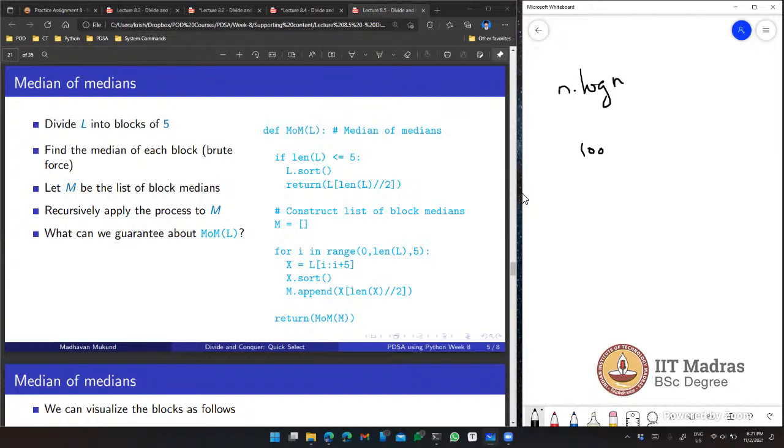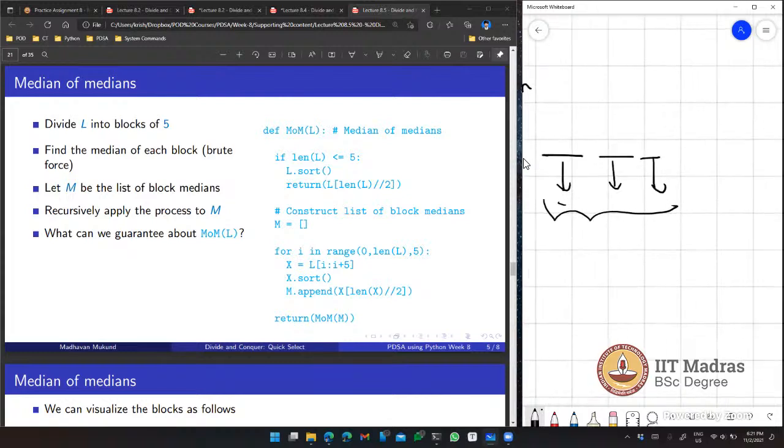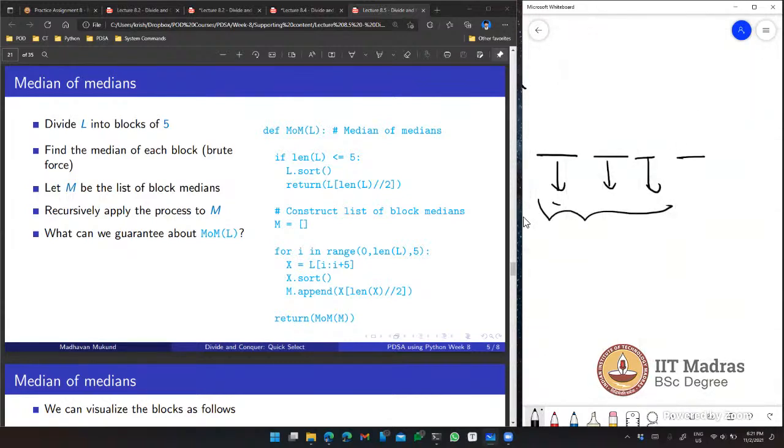Initially it will be 100. Within the first five, it is sorted and we find the median. Then the second five, and find the median. After some time, we combine them: if we get five values, let's say simply assume there are five, then we find one median out of it.